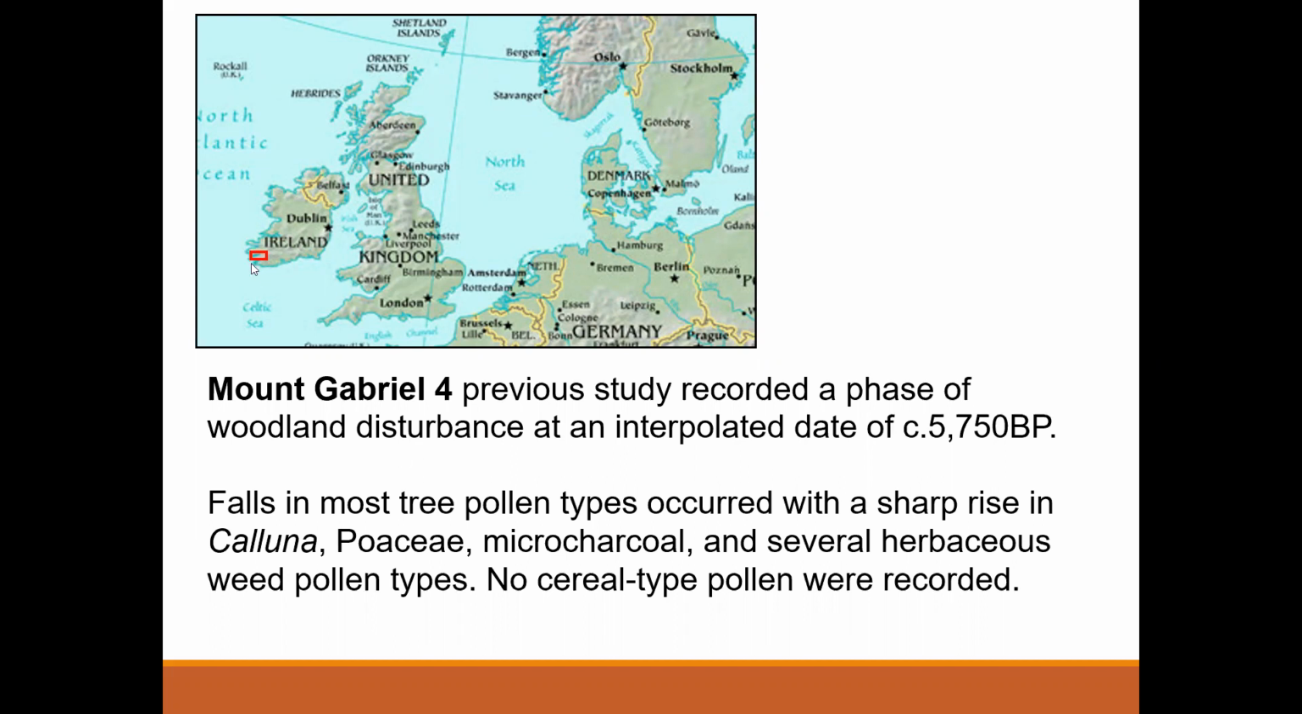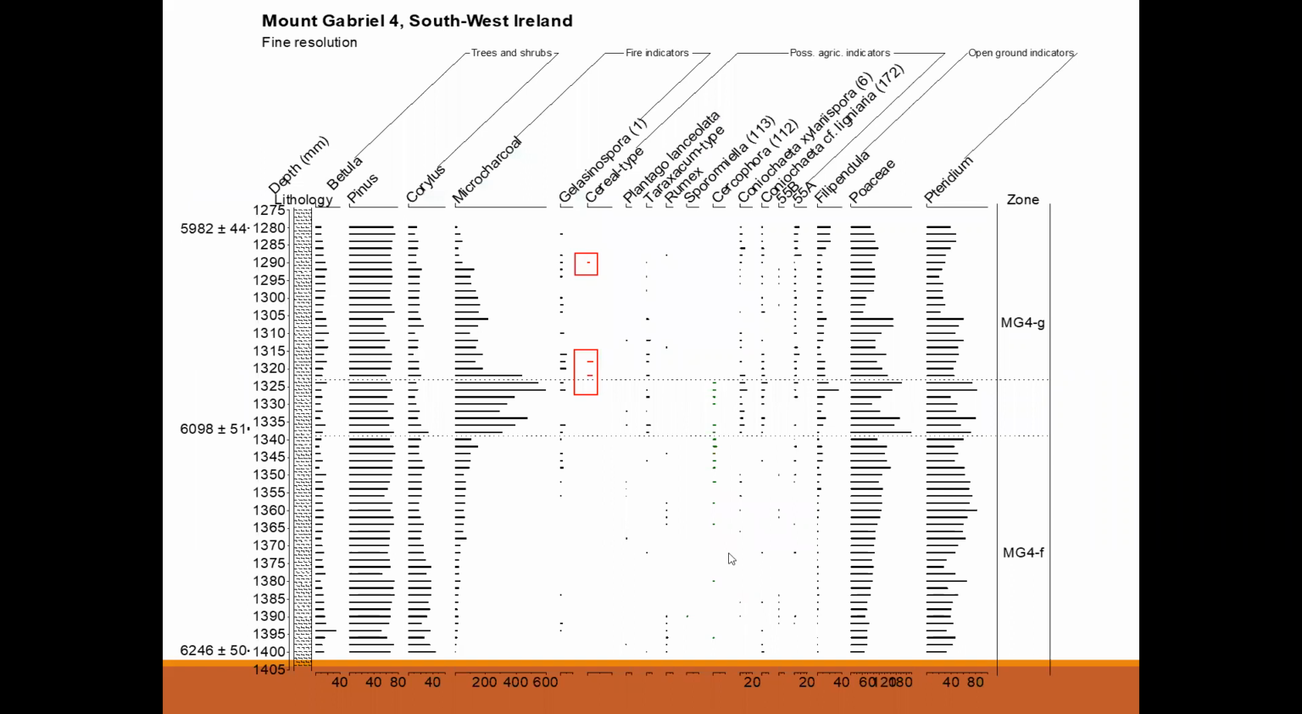So this site is in Southwest Ireland, where there's no archaeological evidence for Mesolithic activity. This is an interpolated radiocarbon age. There was a distinct phase of fall in tree pollen types associated with micro-charcoal, weed species, and open ground indicators, but no cereal pollen. So we looked back at this in a lot more detail, with high-resolution scanning for rare types, not just cereal pollen, any rare types, and redated it, so that the sample with a high charcoal record was actually dated rather than just interpolated between dates above and below.